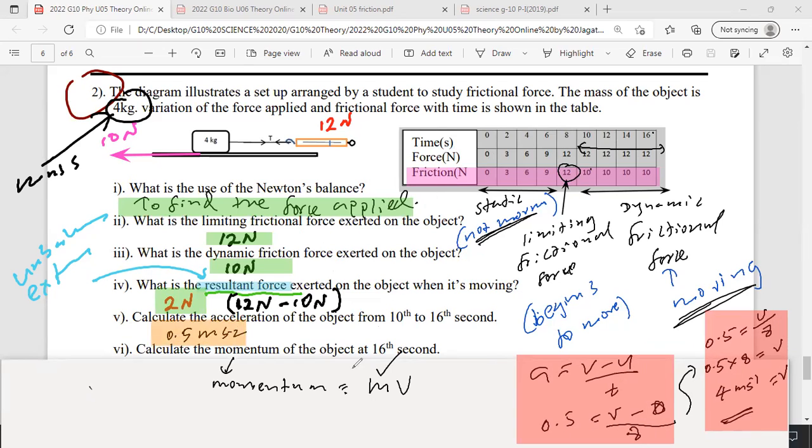What is the mass? 4 kilogram. Velocity, we found 4 ms minus 1. Now I will put the units also. Mass 4 kilogram is given in the momentum equation. You have to remember velocity 4 ms minus 1. What is the answer? 16 kg ms minus 1. What is the unit of momentum? Kg ms minus 1. That's how you do it.